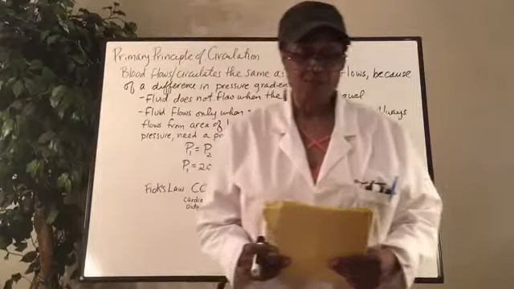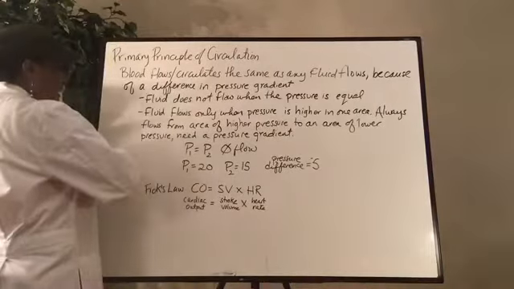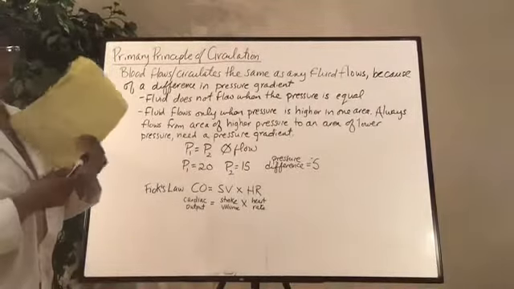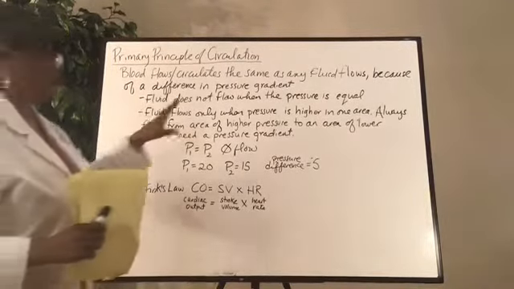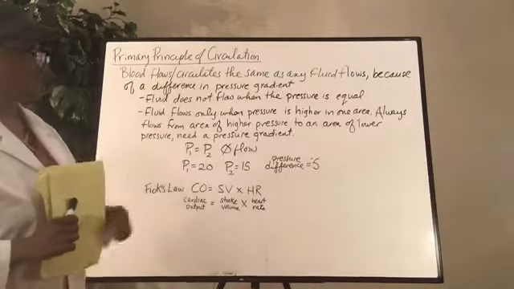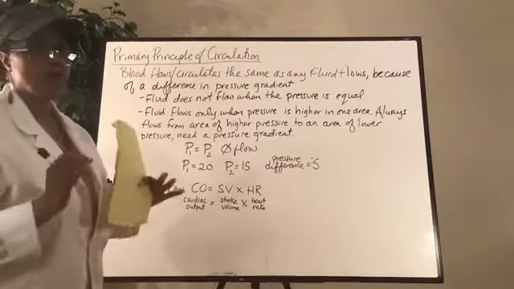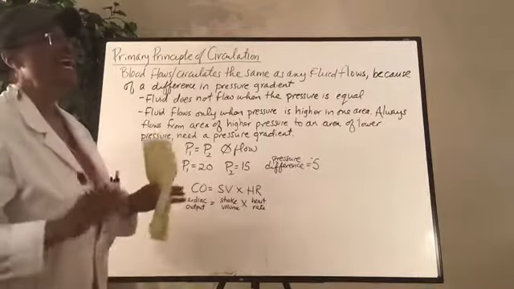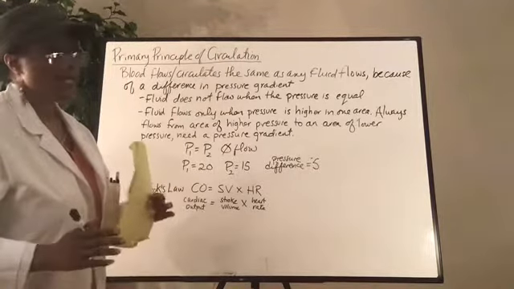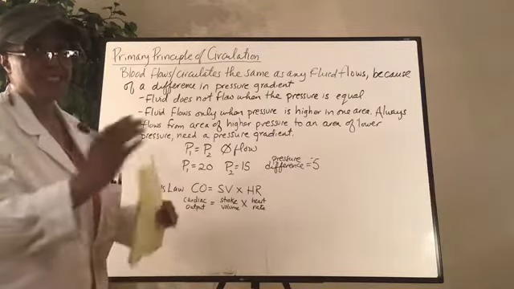All right, let's look at the primary principle of circulation. Blood flows or circulates the same as any fluid flows, because of a pressure gradient. There has to be a difference in pressure in order for fluid to flow. This same concept goes for gases as well. So fluid and gases behave similarly. They both need a pressure gradient, a difference in pressure.